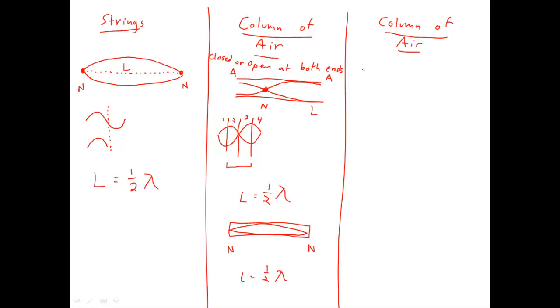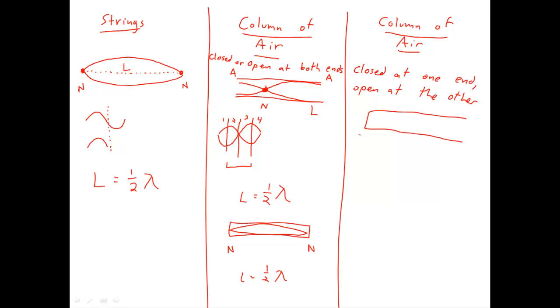Mismatched ends. Closed at one end, open at the other. So this is a column of air that's closed at one end, open at the other. What's a good example of this? Blowing in a Coke bottle. Ah, yes, blowing a Coke bottle. Aren't oboes like this? Maybe not. Oboes would be you blow in one end and it comes out the other.